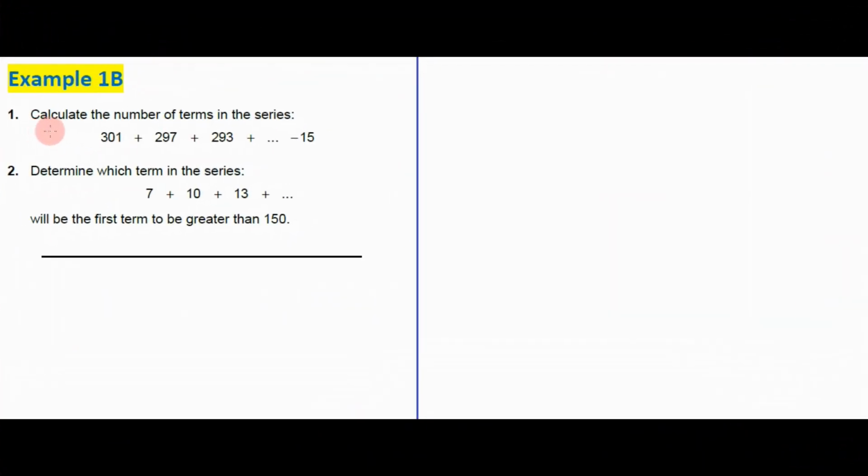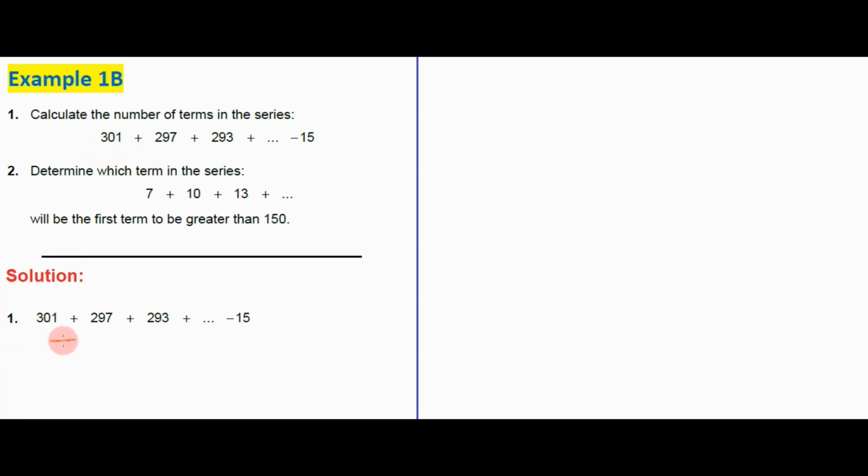In the first question here, we are given the series and we must find the number of terms in it. Remember that a series is just a sequence where we add the terms. So let's look at the answer. First, we're going to check whether this is an AP, since we are not explicitly told so.